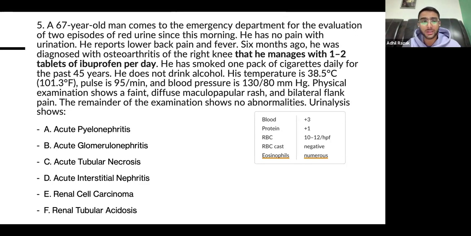He has a fever. He's 38 degrees, and his blood pressure is 130. Physical examination shows a faint, diffuse maculopapular rash, bilateral flank pain, and the remainder of the exam shows no abnormalities. Urinalysis shows numerous eosinophils. So, what is happening with this patient? What is the answer?